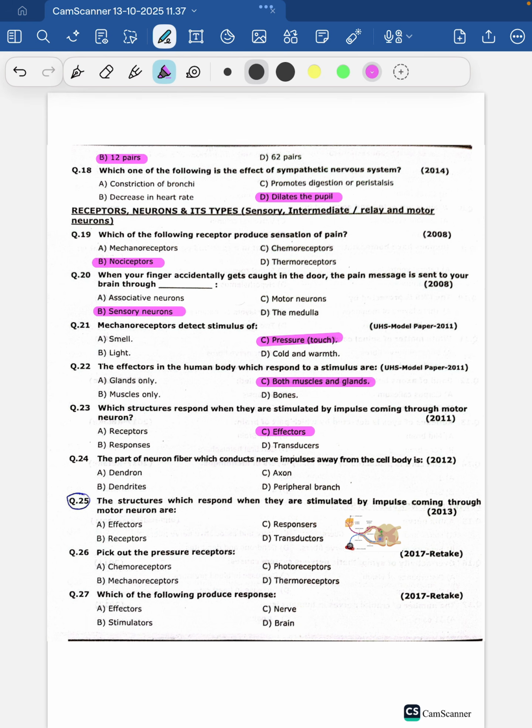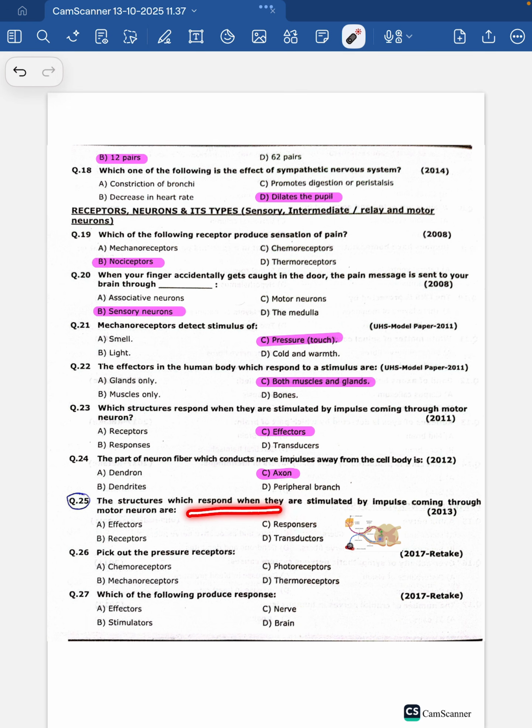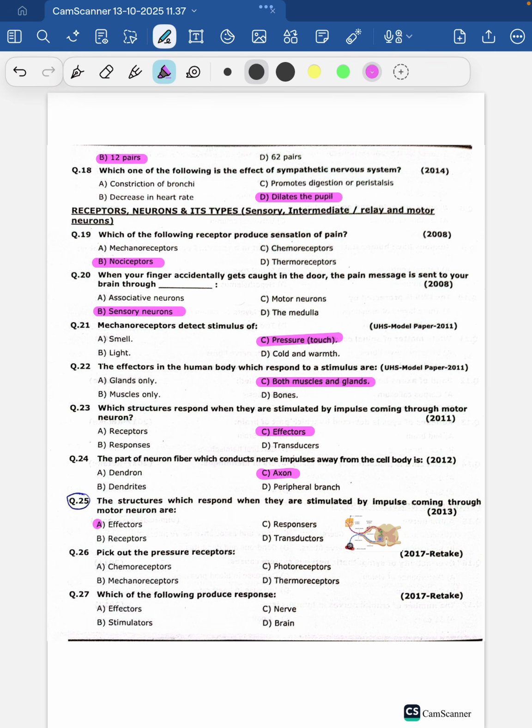24. The part of the neuron fiber which conducts nerve impulses away from the cell body. So the answer will be axon or the central branch. Now, 25. The structures which respond when they are stimulated by impulses coming through the motor neuron. I have already told you that the answer will be effectors. You know very well. You're very smart.